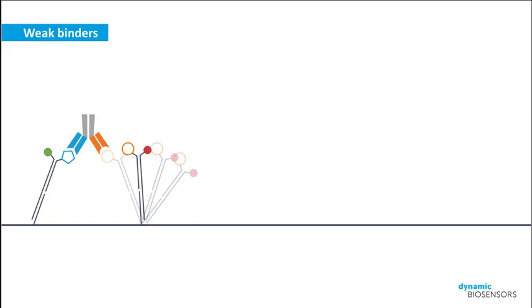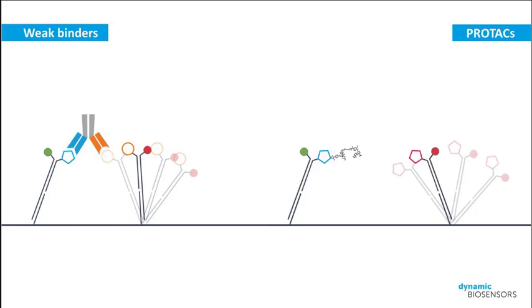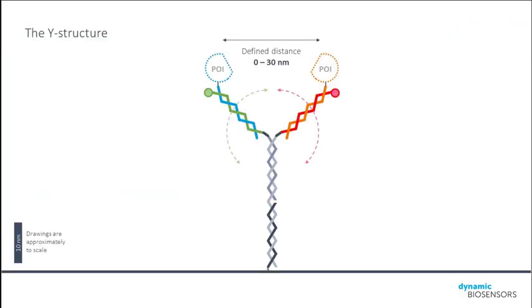On the one hand, there are weak binders that would require a higher local target concentration to display cooperative binding than we normally have on the adapter chip setup. On the other hand, there are small analytes, such as PROTACs, that are too small to span the 30 nanometer gap that we normally have between our targets. For these assays, we have established a special Y-structure DNA. This Y-structure is designed to immobilize proteins at a lower distance, between 0 and 30 nanometers.